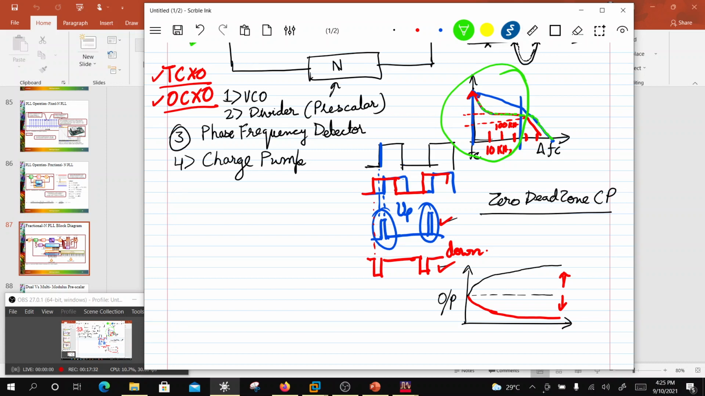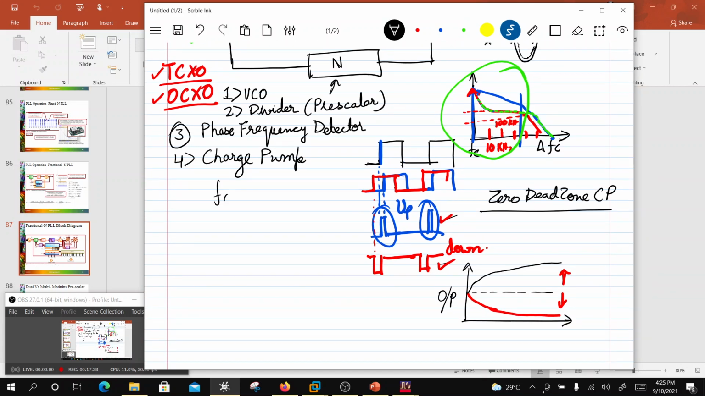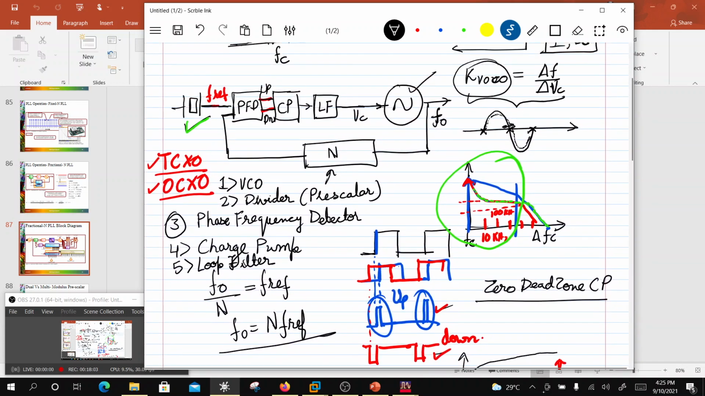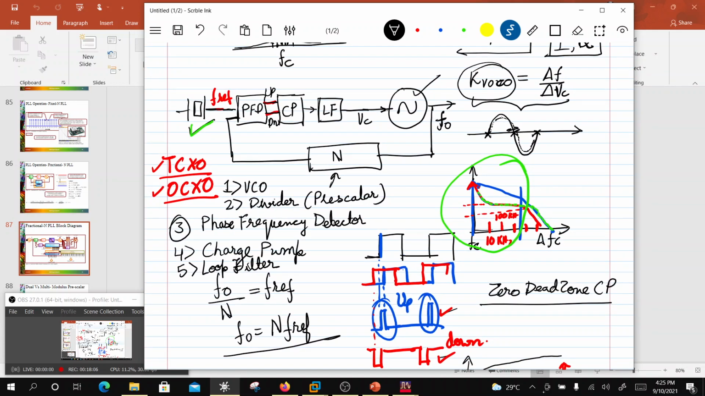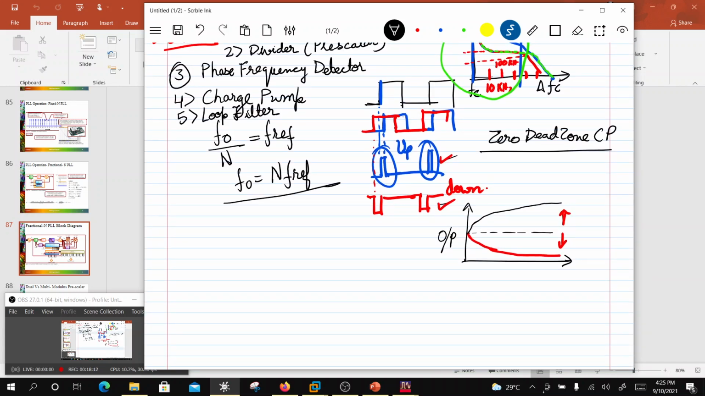And what is the frequency generated? Well, we have F naught and we divide it by N, and then that should become FREF. So F naught is going to be N times FREF. So this is how this works. The final block here was a loop filter, right? The output of the loop filter is a control voltage, and that control voltage drives the VCO, and then the VCO output frequency is controlled such that F naught is equal to N times FREF.